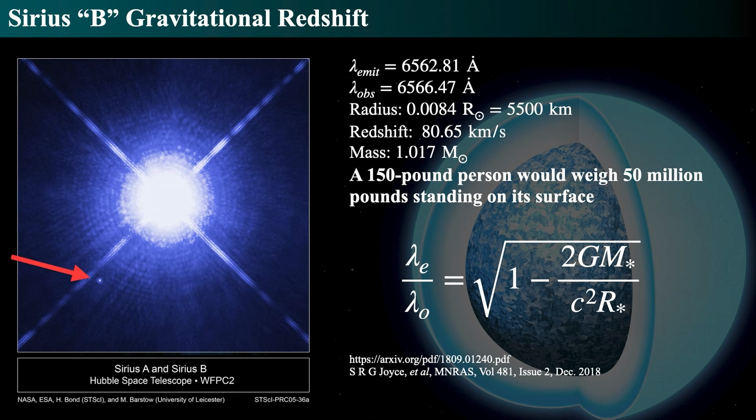We do know that the laboratory wavelength is 6562.81 angstroms, but what they observed it to be at was 6566.47 angstroms. That small 4 angstrom wavelength shift, combined with the known radius of Sirius B of 0.0084 solar radii and a redshift of about 81 kilometers per second, gives a mass of 1.017 solar masses. Again, a 150-pound person would weigh 50 million pounds standing on the surface of Sirius B. This is an incredibly weird environment.